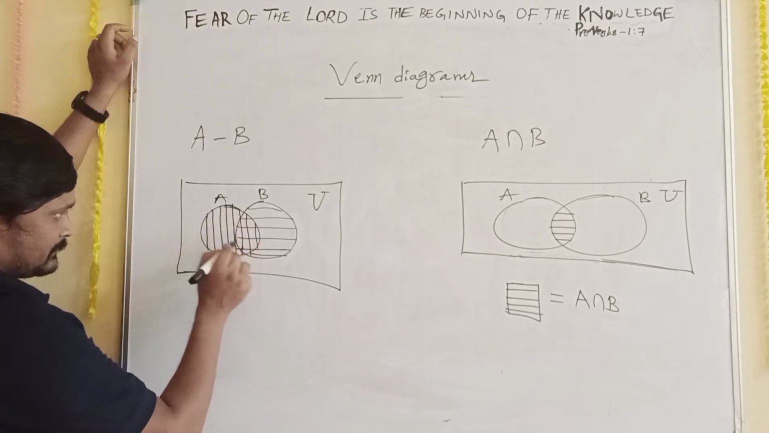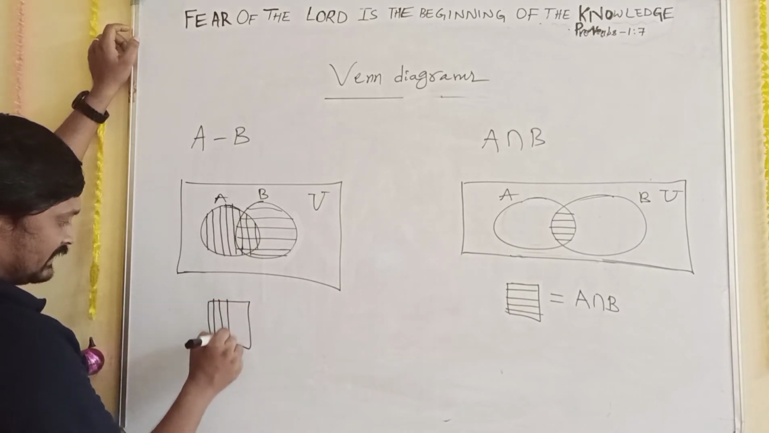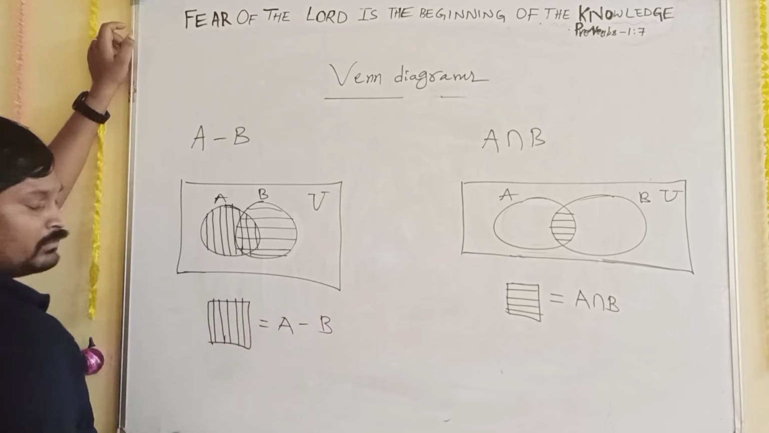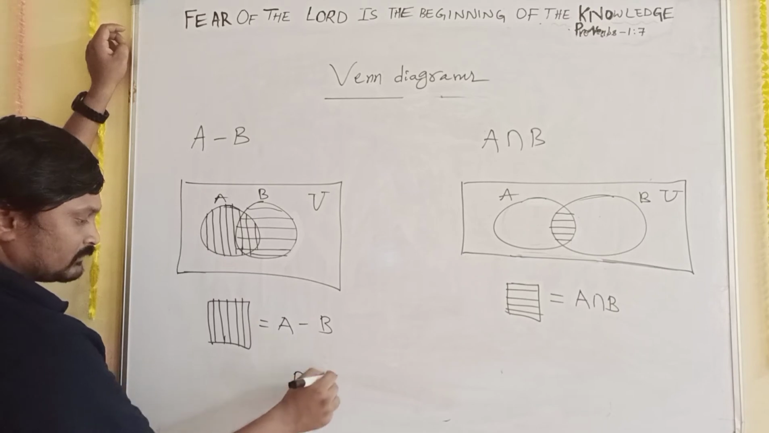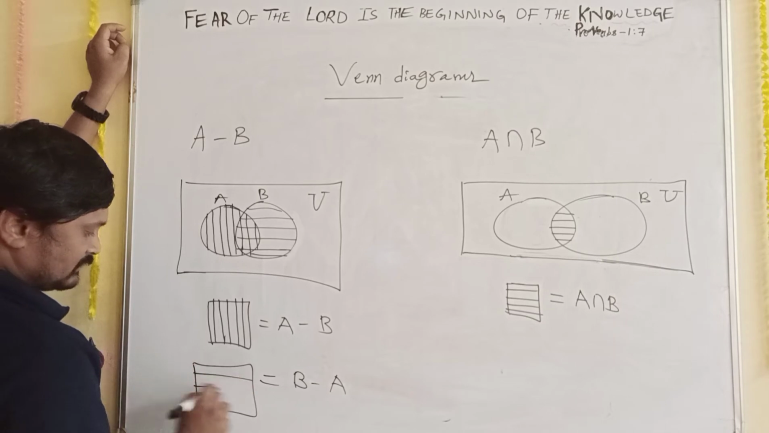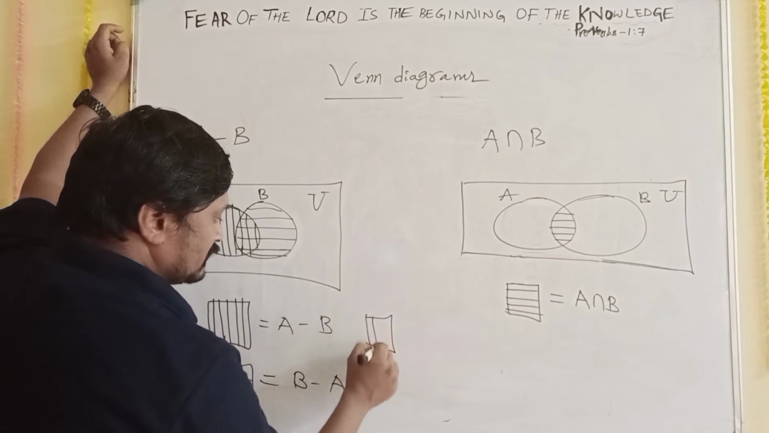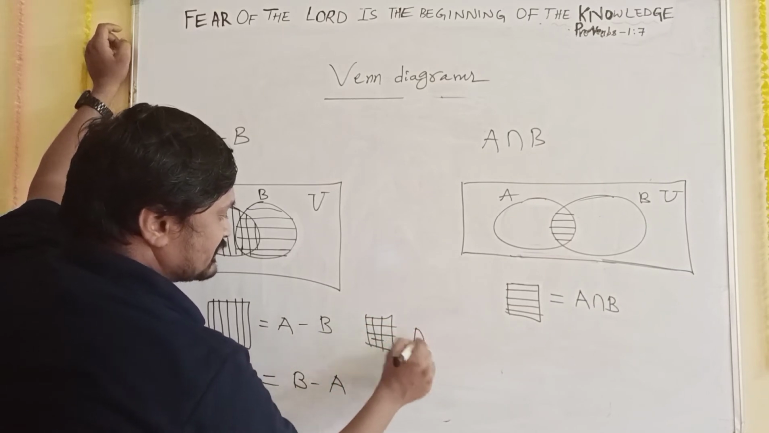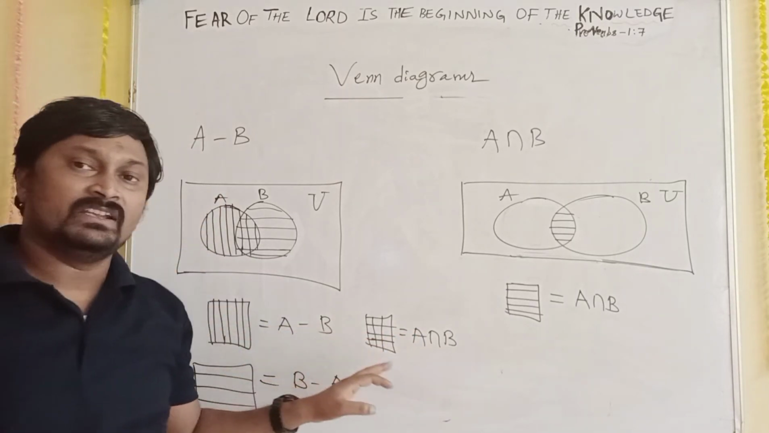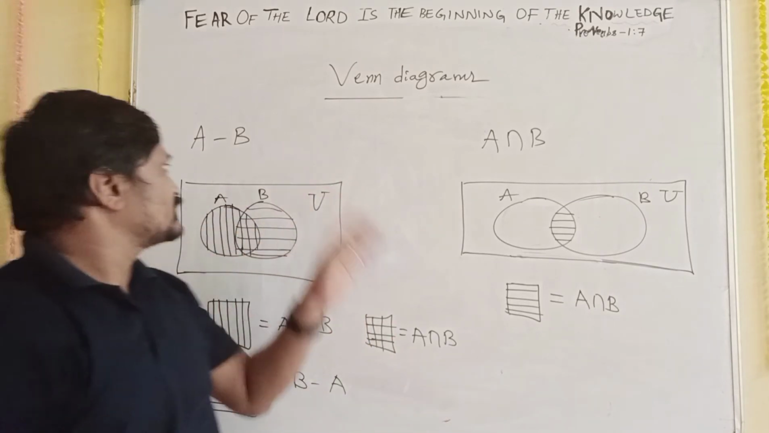So what I'll write here, just observe carefully now. This is set A. Whichever part has the vertical lines, that is called A minus B. And now what is B minus A? B minus A is nothing but the part with the horizontal lines. And here one more part also we will represent. This part is A intersection B. So I hope you all understood what is A minus B, what is B minus A, and what is A intersection B in one diagram.